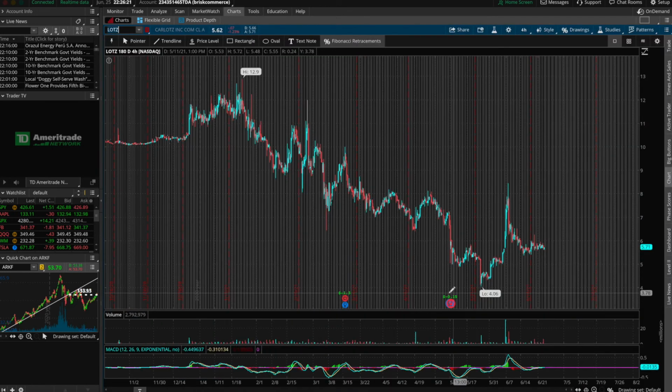Lots is down from the highs, gives you a nice support level at the lows over here at $5.71, a great buy.